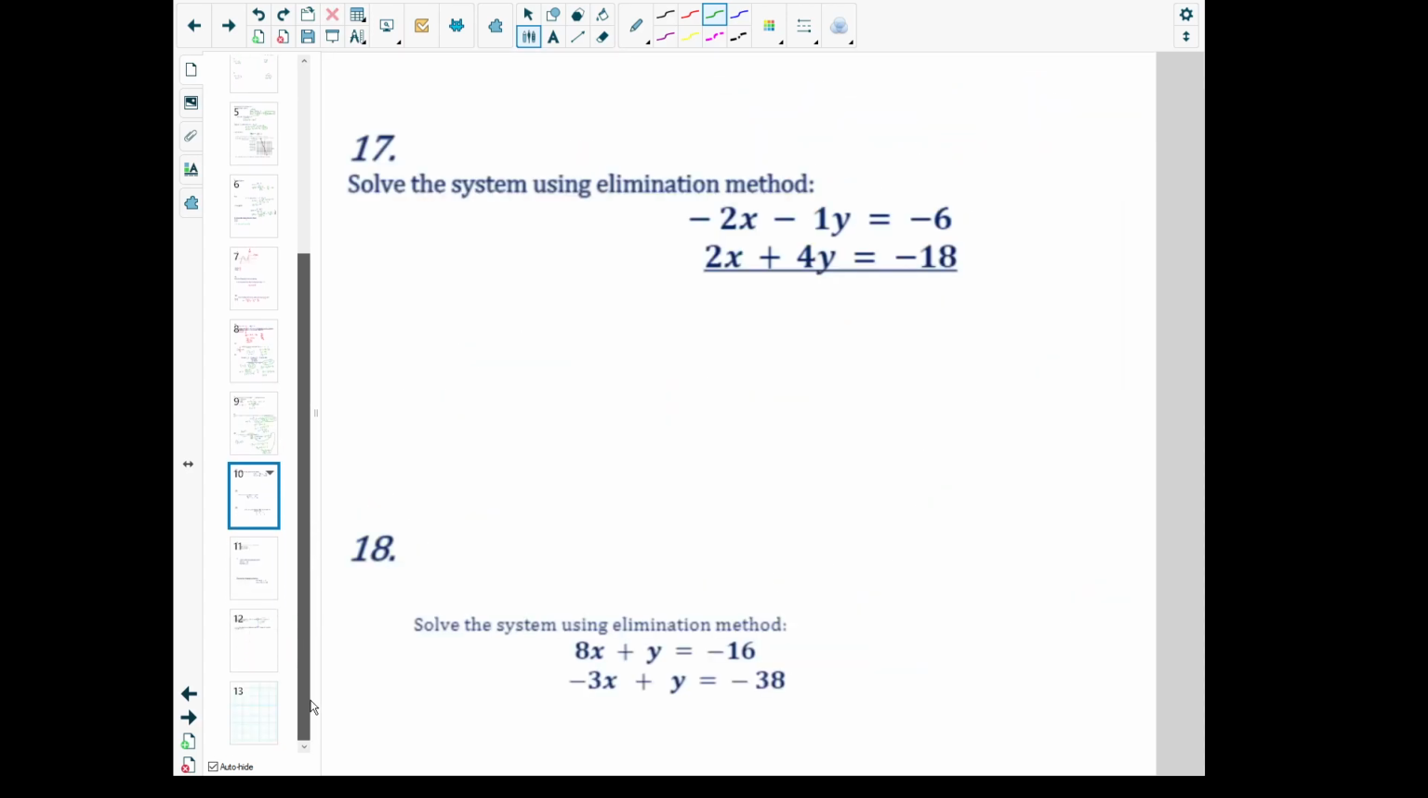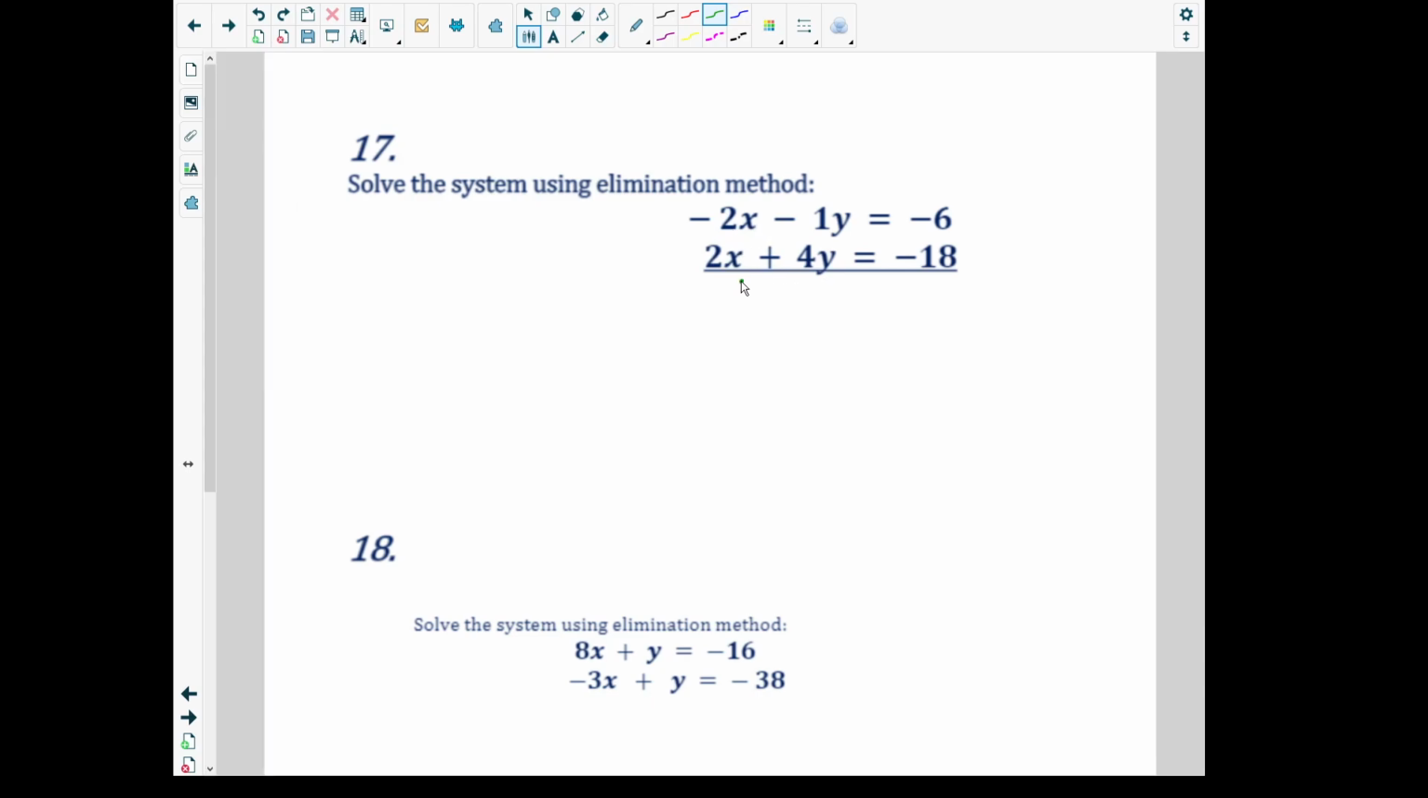Okay, and then we'll do elimination. So for elimination, it's already set up for us because we have opposites here. That's really cool. So all our work is done. So that's 0 minus 1y plus 4y is plus 3y. And adding this one is negative 24. So you can see that y equals negative 8. Divide both sides by 3, by positive 3.